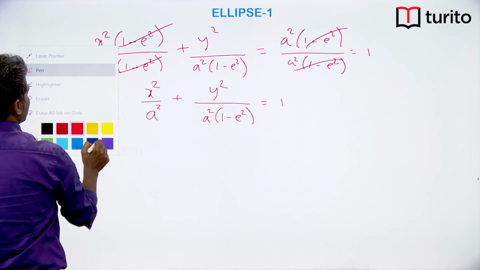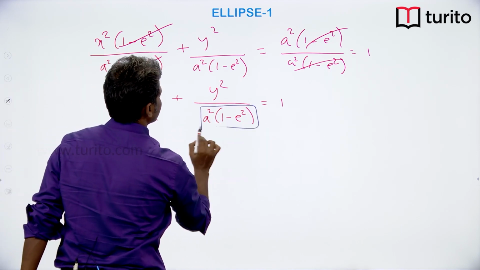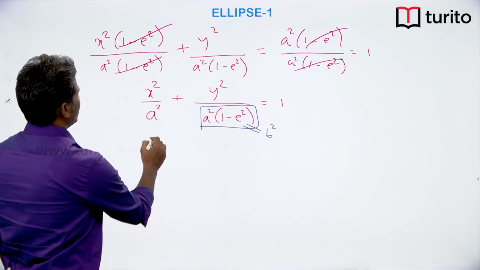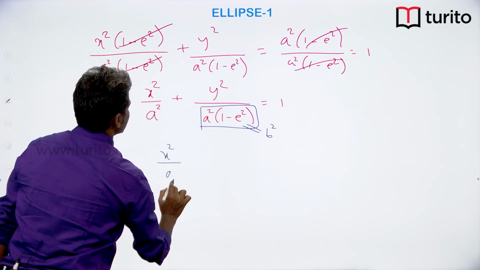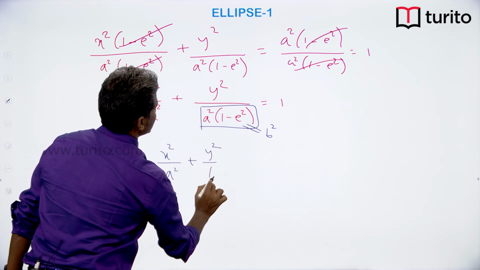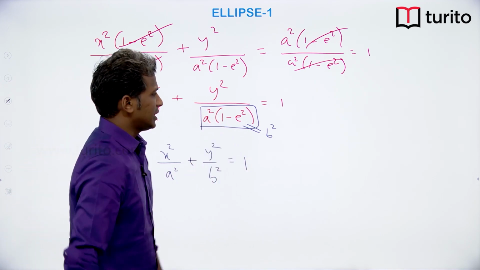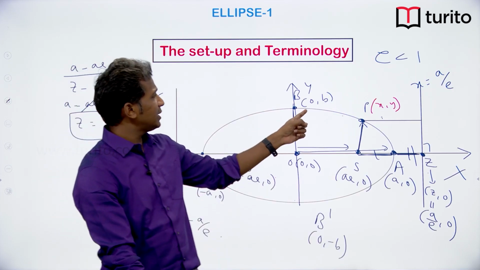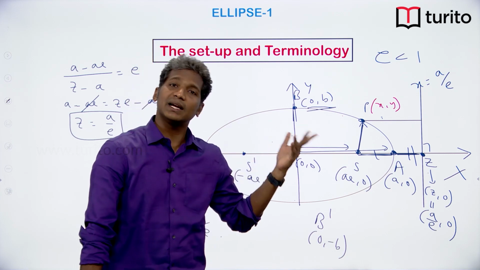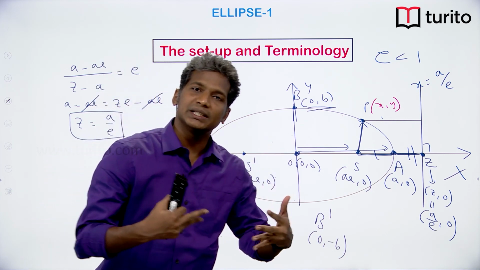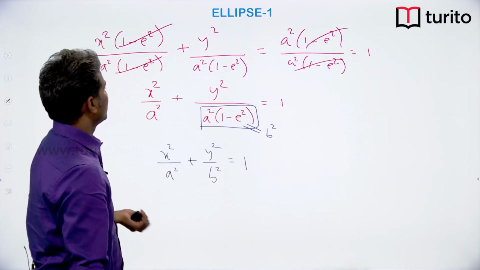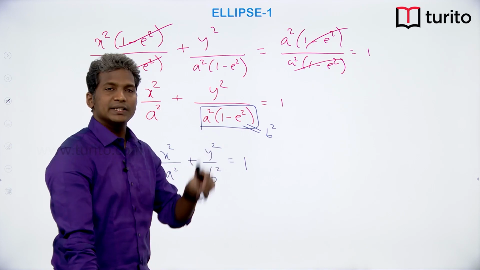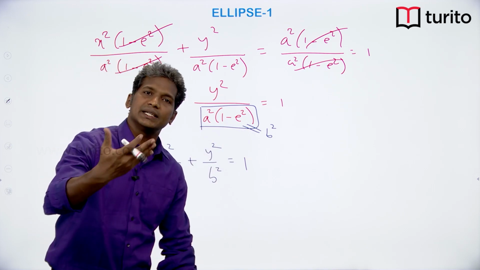Now, we name this a square into 1 minus e square as b square. So, that means here it becomes x square by a square plus y square by b square equal to 1. Here I am saying we named it as b square, but I explained that 0 comma b is designed, and both will be consistent with each other. Now there is a relation between a square and b square. Using this we can get the eccentricity.